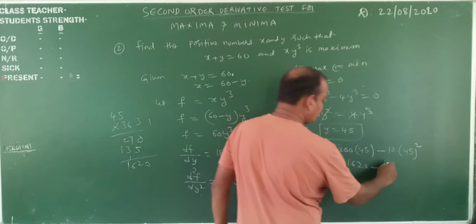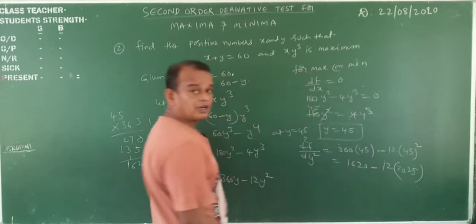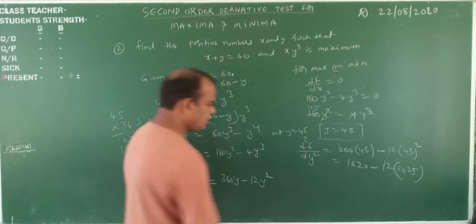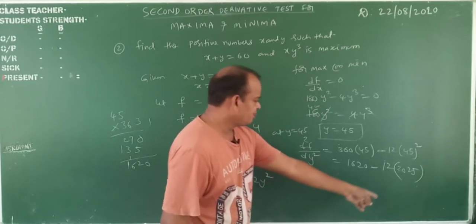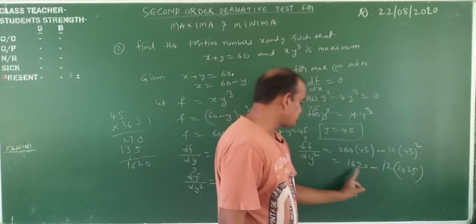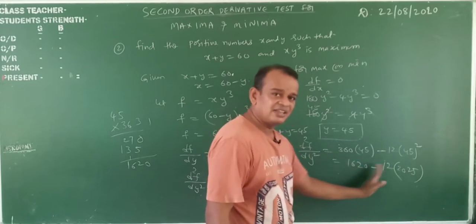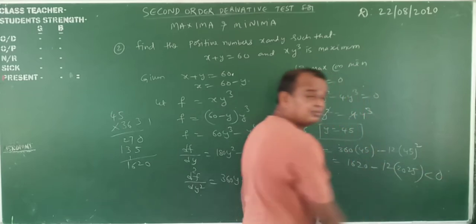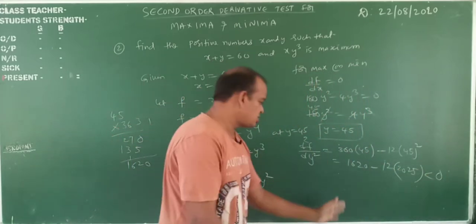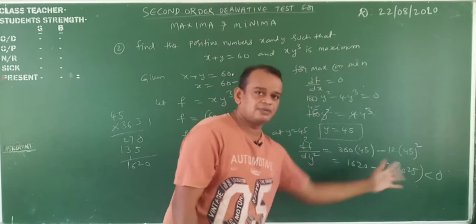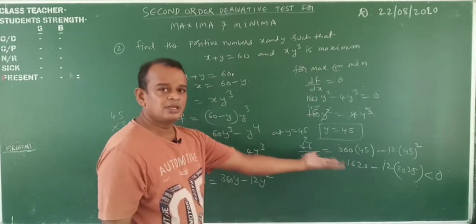Minus 12 into 45 square, means 45 whole square is 2025. Observe that, don't calculate that one. This positive value is very much less than the negative value, so this is less than 0. Imagine positive or negative, you can imagine that. Second order derivative less than 0 means maximum.